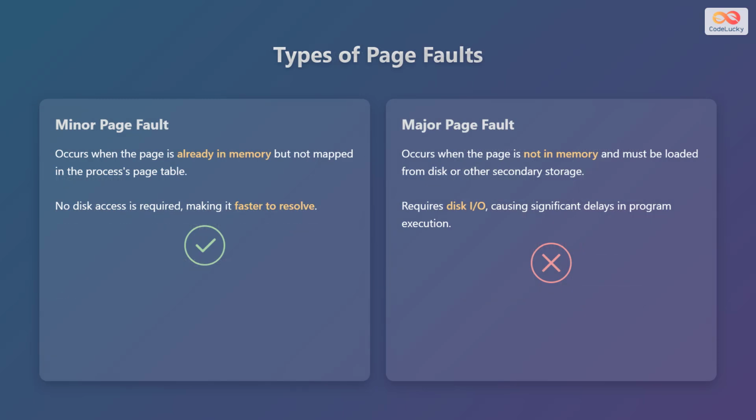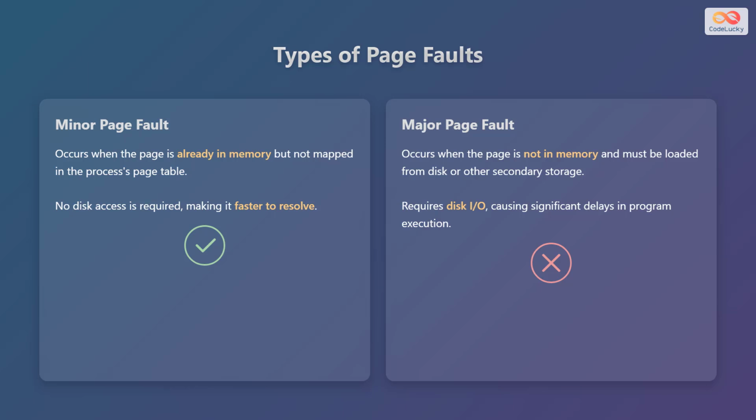Page faults can be of two types: minor and major page faults. Let's begin with minor page faults. A minor page fault occurs when the page you need is already somewhere in the memory. No need to go to the disk. It's just that the process's page table, which keeps track of where each page is, hasn't mapped to its location yet. Because there is no disk access involved, these are much faster to resolve.